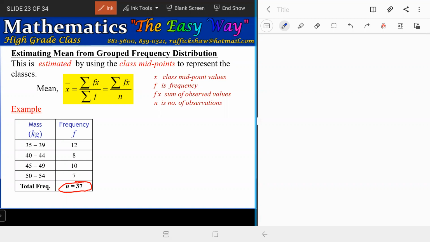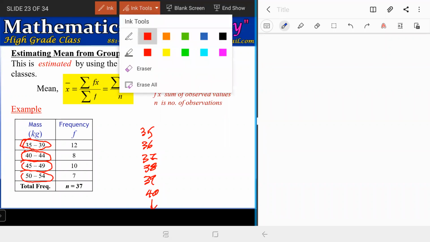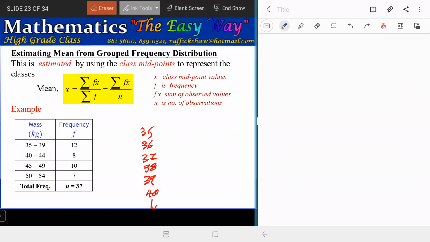Is this ungrouped data? No, this is grouped. See, the values are in a group. That's what we call grouped data. Ungrouped data is if they put 35, 36, 37, 38, 39, 40, and all the way down. But what happened? We're going from 35 down to 54.